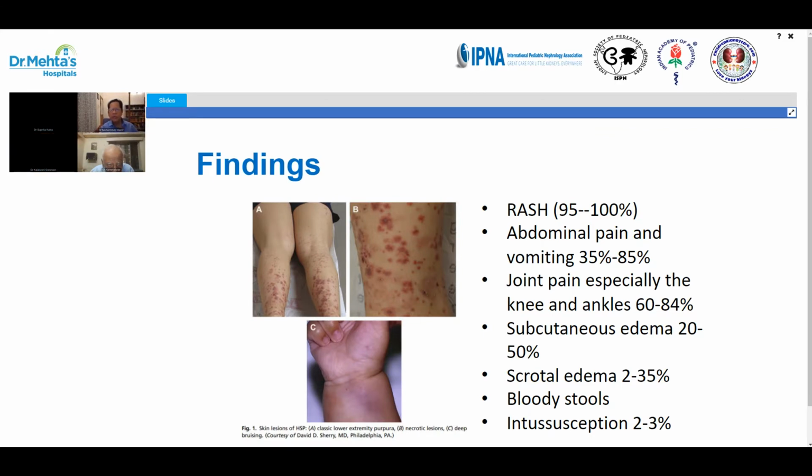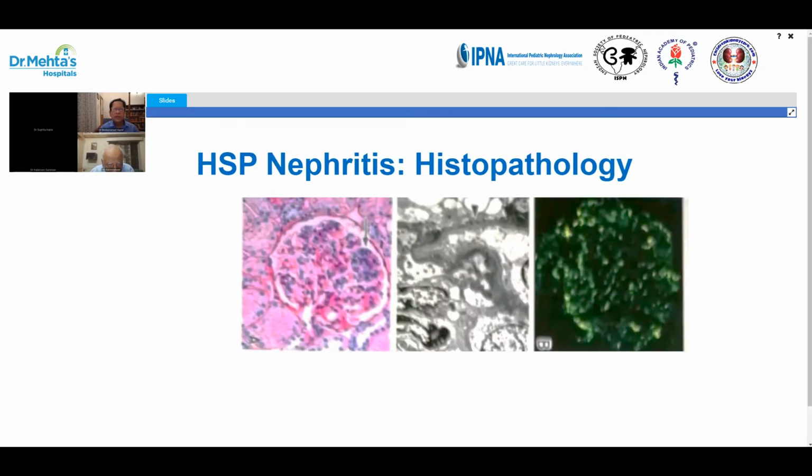If you look at the histopathology, light microscopy shows focal and segmental mesangial hypercellularity with associated capillary lumen leukocytes. In this slide, you will find an arrow, and in front of the arrow there is a stained leukocyte. In the immunofluorescence study, you will find granular staining of IgA in the mesangium and segmentally in the capillary wall. So it is mostly mesangial staining.